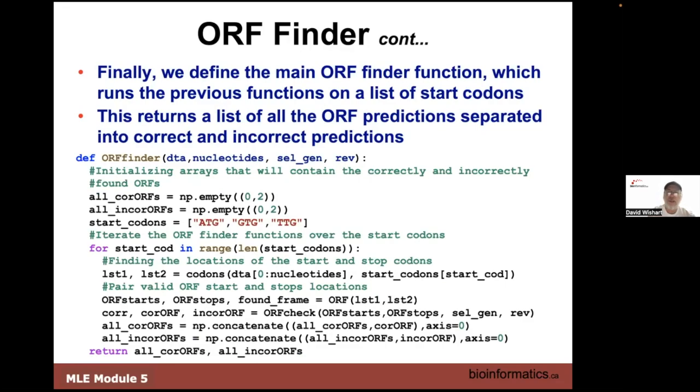We have the ORF function. This is the official ORF finder function, which is the third function I talked about. It runs the previous functions on the list of start codons and returns the list of all ORF predictions. In this case, it's going to make a comparison between the correct ORFs, incorrect ORFs, and this is where we're able to look up the reference set of known open reading frames for the genome that we're analyzing.